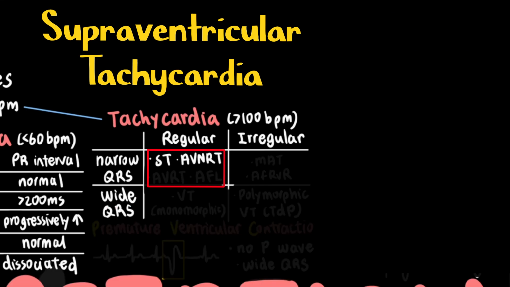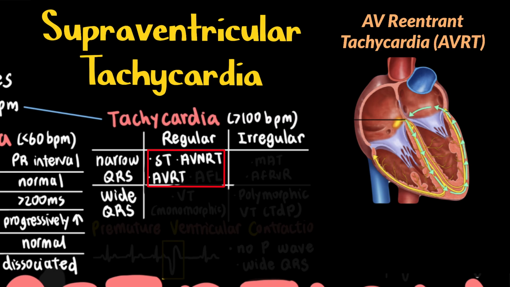Another important type is atrioventricular reentrant tachycardia, abbreviated as AVRT, which involves a reentry circuit using an accessory pathway. The most common form is orthodromic AVRT, in which the impulse travels down the AV node and hits the Purkinje system to activate the ventricles, and then returns retrogradely up the accessory pathway to activate the atria.